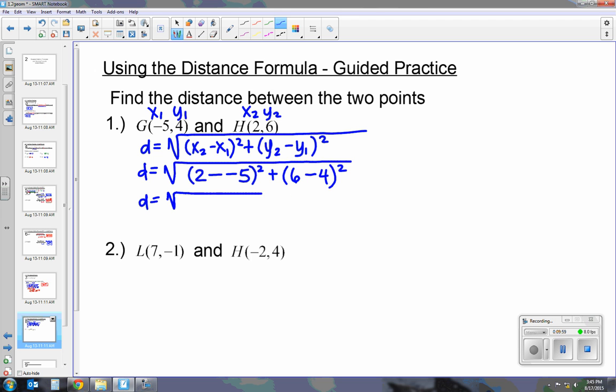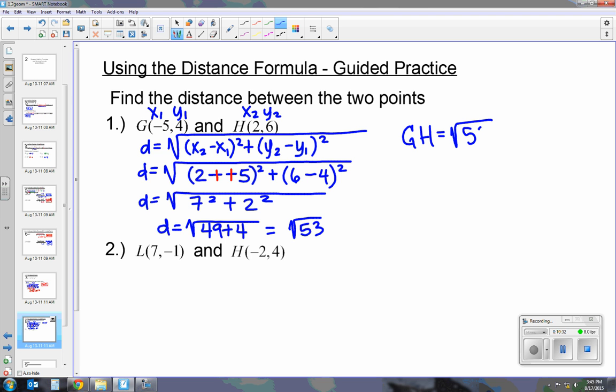Inside those parentheses, if we have a minus and a minus right next to each other, we make that a plus. So this is going to be 2 plus 5, which is 7. So we write down 7 squared plus 6 minus 4, which is 2. So we make that 2 squared. So D will equal 49 plus 4, which gives us the square root of 53. So the measure of GH is the square root of 53. There we go.